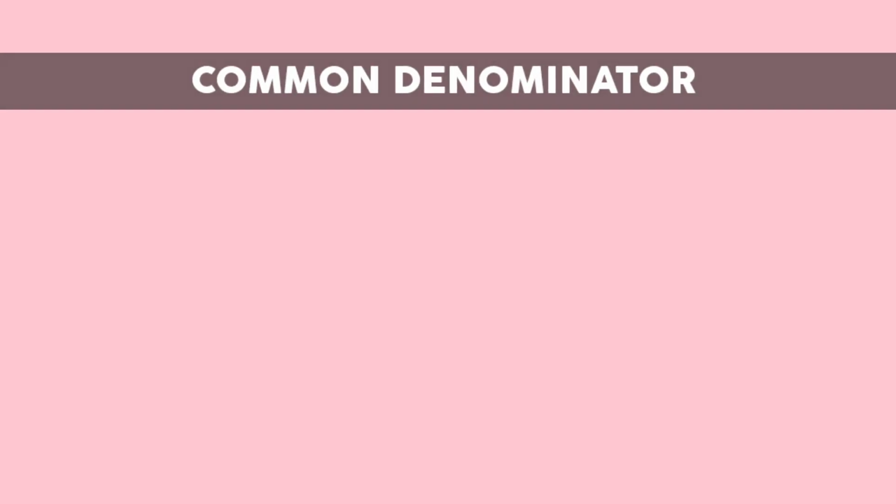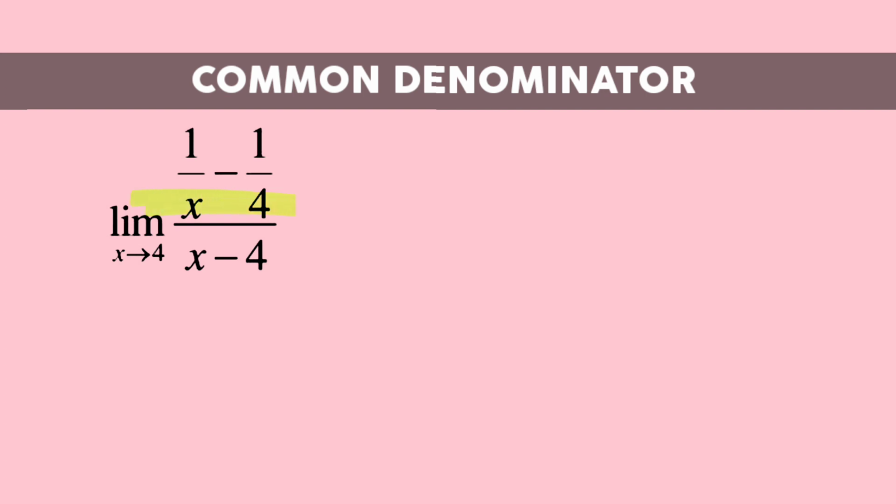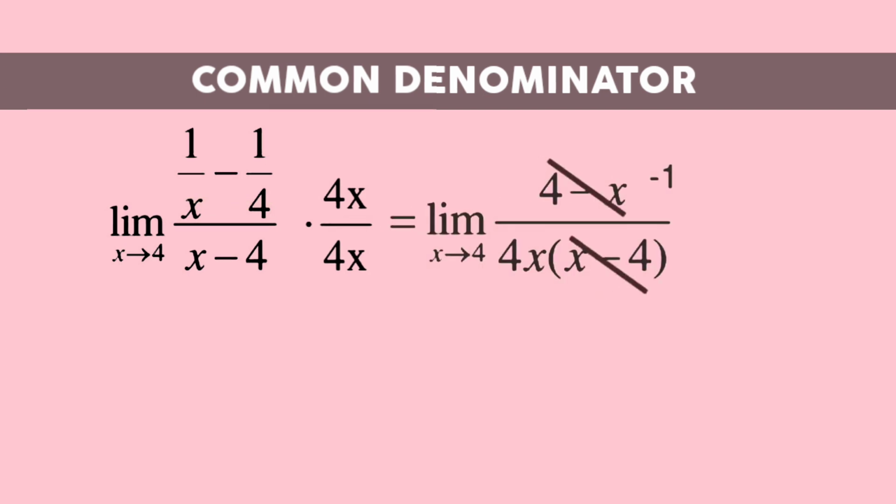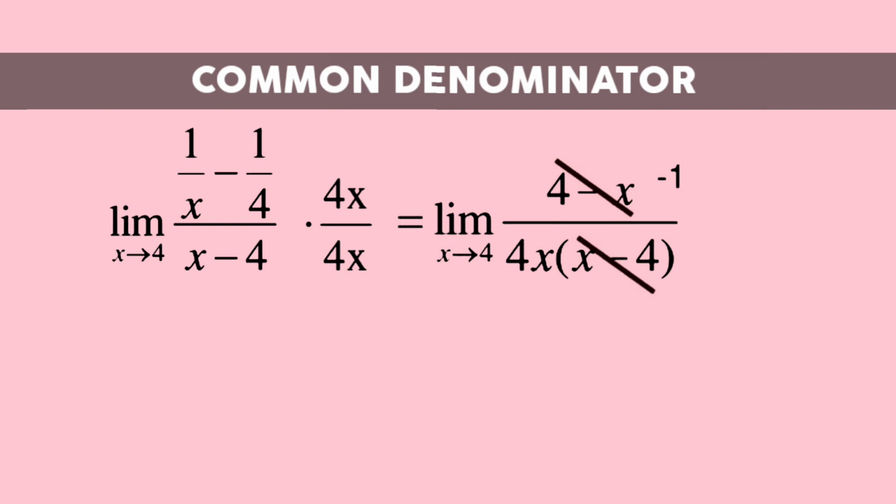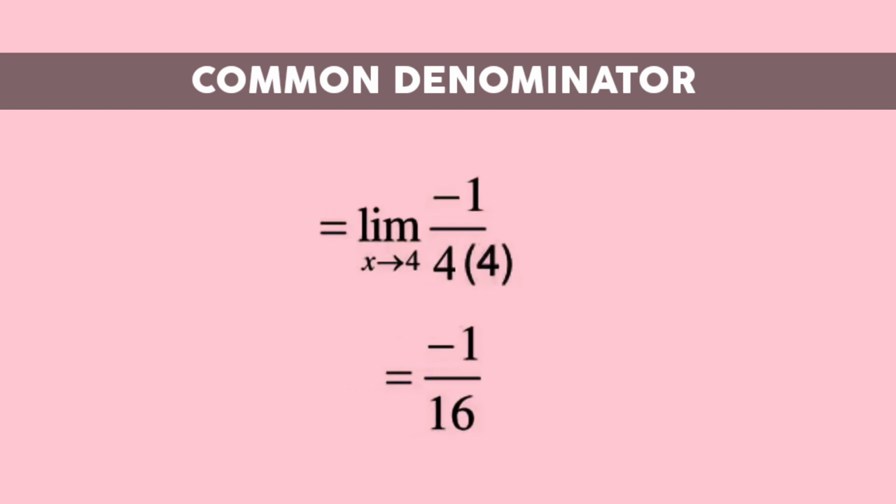Common denominator. In order to solve a complex fraction in a limits question, you need to multiply it by its lowest common denominator, which is x and 4. When multiplying by the common denominator, make sure to multiply only the numerator so the same denominator and numerator can be cancelled out. After that, you simplify, substitute the x and you will get the answer.